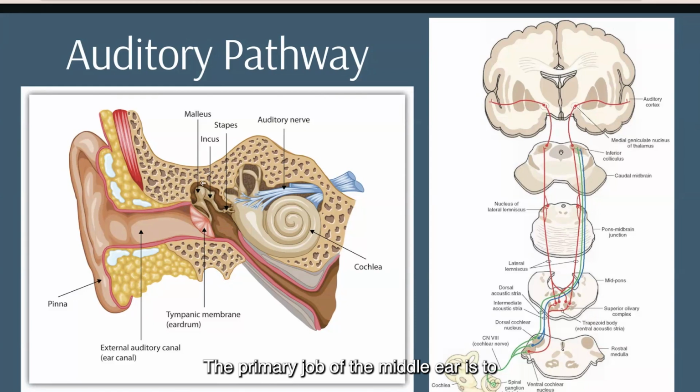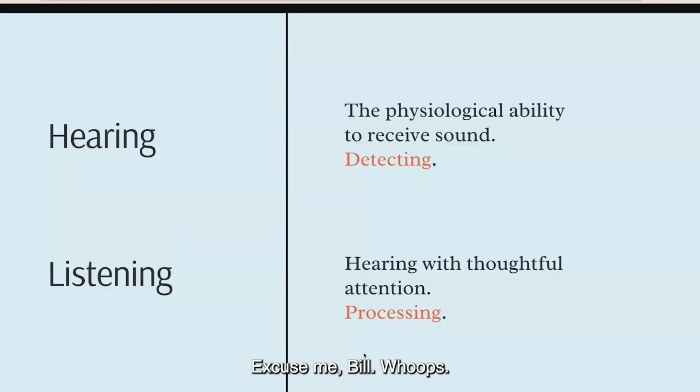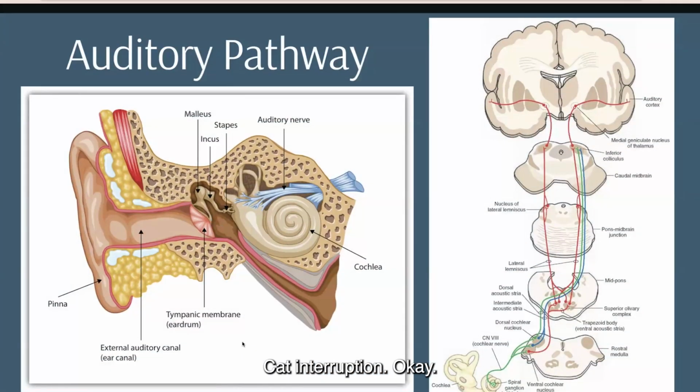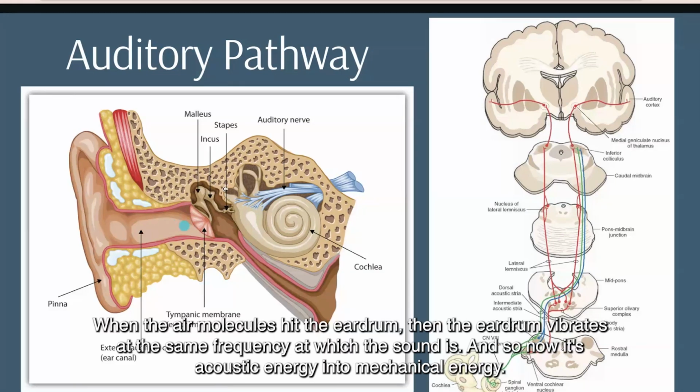The primary job of the middle ear is to convert acoustic energy into mechanical energy. So when the air molecules hit the, excuse me, Belle. Whoops. Okay, cat interruption. Okay. When the air molecules hit the eardrum, the eardrum vibrates at the same frequency as the sound. And so now the acoustic energy has become mechanical energy.